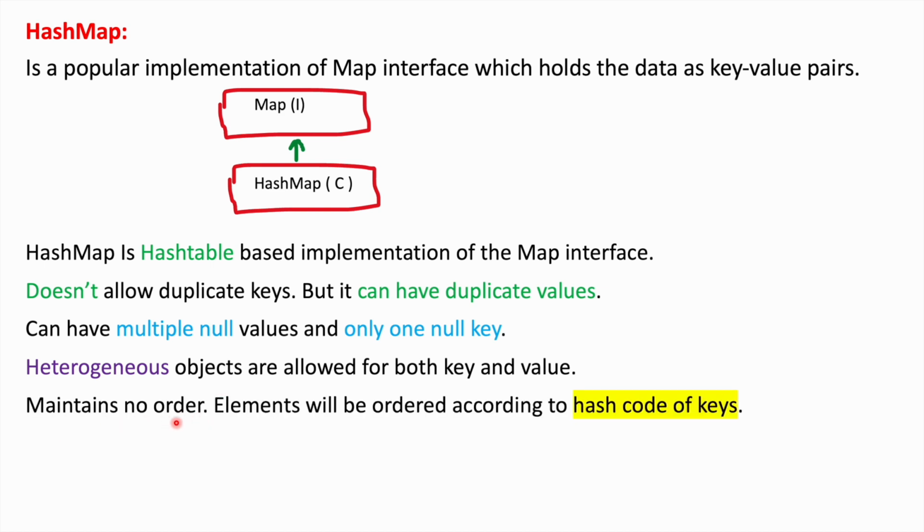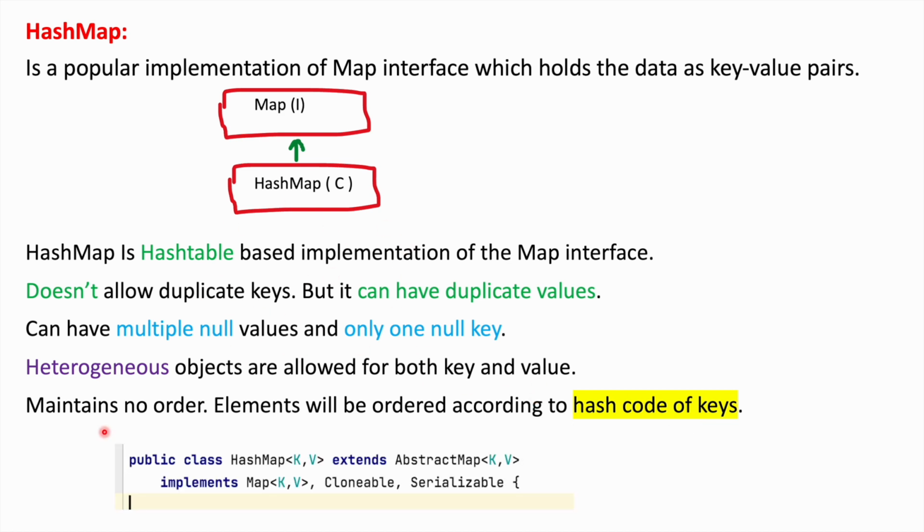HashMap maintains no order. How will the elements be ordered? According to the hash code of the keys. So the HashMap elements will be ordered according to the hash code of the keys.